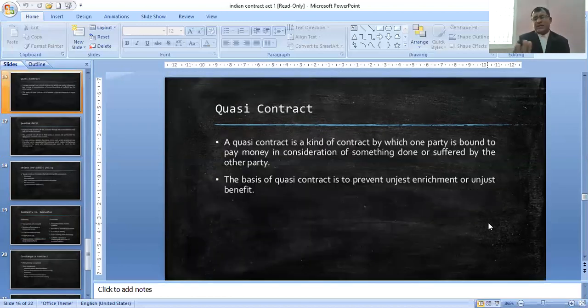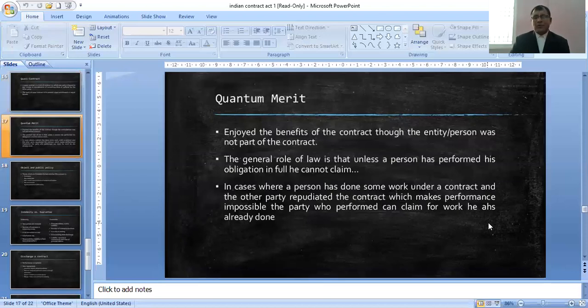Quasi contract, I will tell you, is purely a creation of law. Okay. Quantum meruit, I will explain to you. The slides will give you some input. In addition to that, I will tell you one thing.